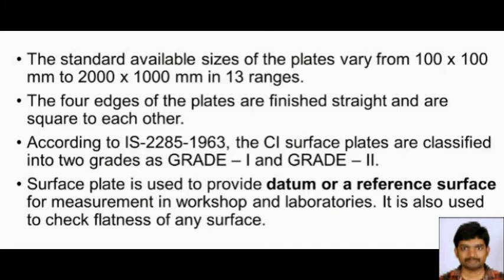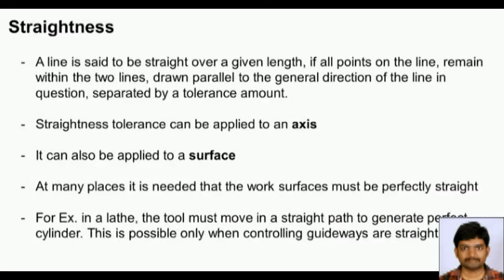Okay. Now let us move on to the geometric feature, straightness. So straightness of the component. Let us try to understand the meaning of straightness. We can see here, a line is said to be straight over a given length if all points on the line remain within two lines drawn parallel to the general direction of the line in question, separated by the tolerance amount.